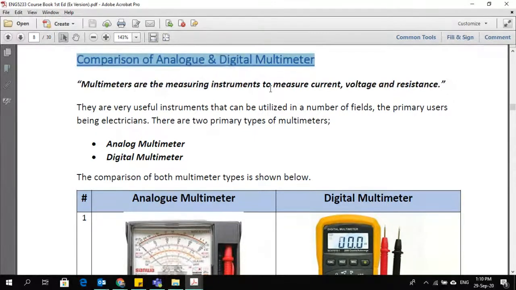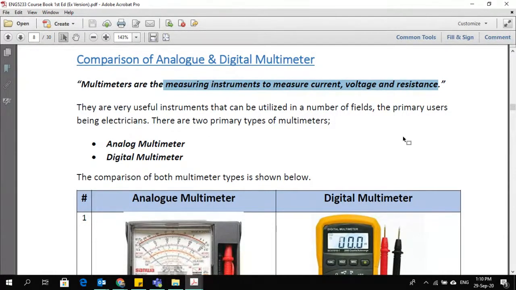The multimeter is the most common measuring instrument which you use to measure current, voltage, and resistance. This is maybe the most widely used and most commonly used instrument in electronic labs, and you have used it for a long time.